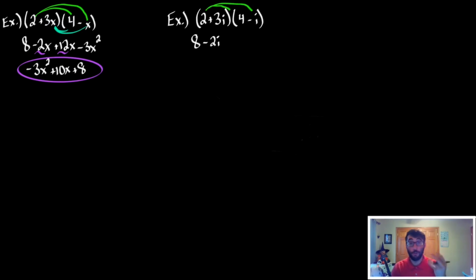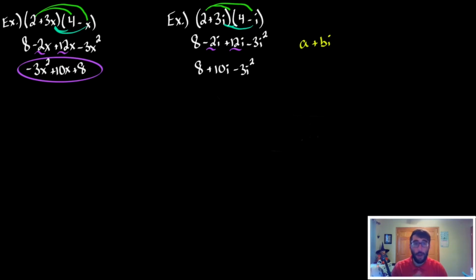I would first distribute the 2 to everything in the second complex number, and that would get me 8 minus 2i. From there, I would distribute the 3i to everything in the second complex number to get 12i and negative 3i squared, right? Once again, combine like terms to get 8 plus 10i minus 3i squared. However, in the standard form of a complex number, there is no i squared.